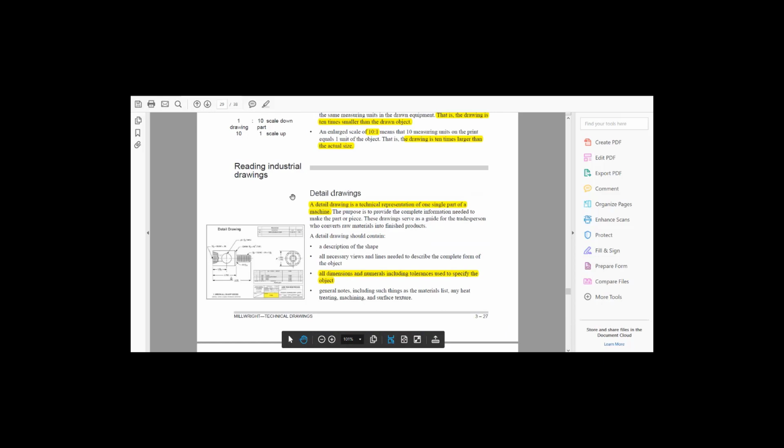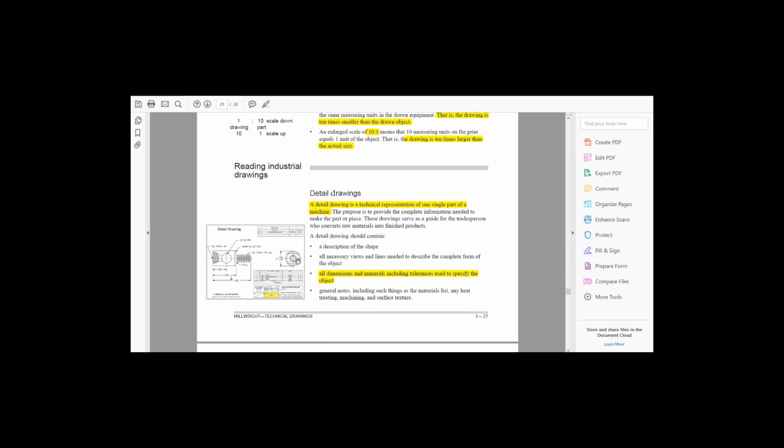Reading industrial drawings. In your practice, you will see detailed drawings as well. It's basically a technical representation of one single part of a machine. So a machine will very likely come with many, many pages of different drawings, and they will all have one single part. That's what it means, a detailed drawing.